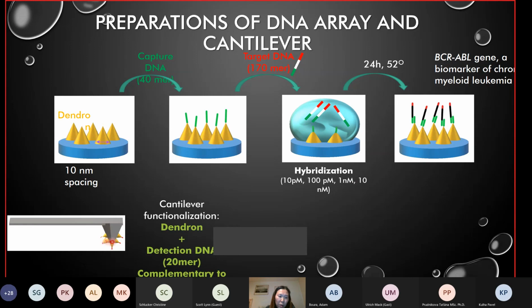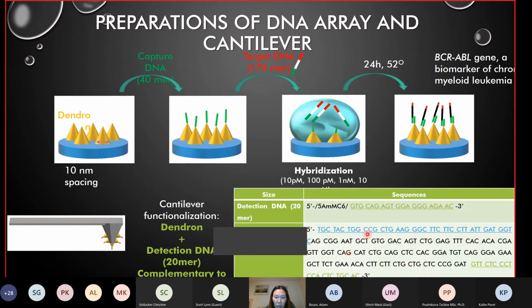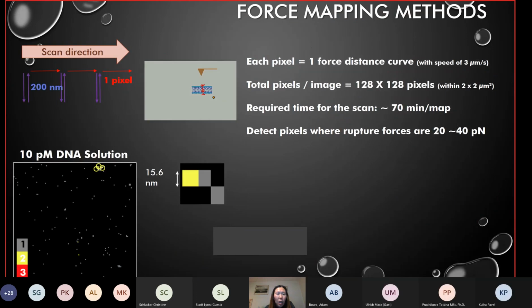Meantime, we also modified our AFM cantilever with the detection DNA here. This detection DNA is designed to detect the other end part of the target DNA, and this is the sequence. The detection DNA is a 20-mer, and the target DNA can vary in length, but ideally 170 mers is ideal. And then to capture, we need again a shorter DNA on the surface.